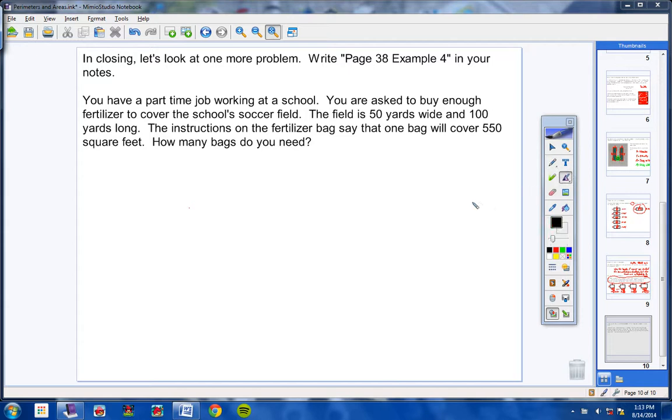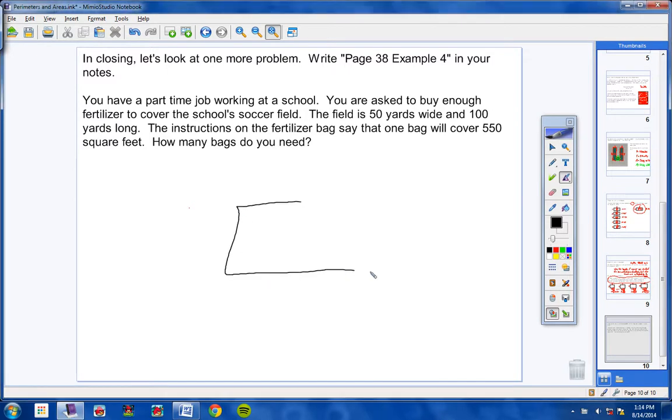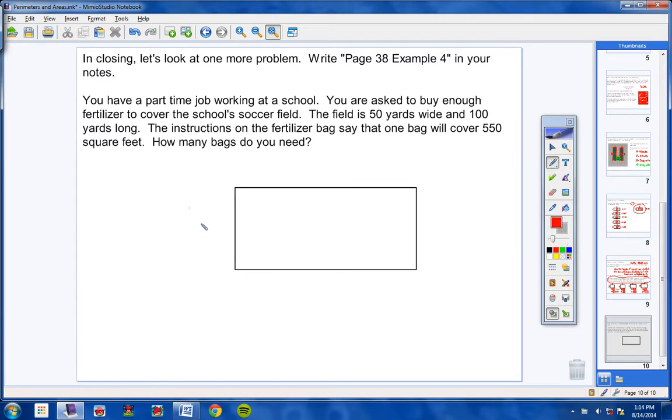Now, my suggestion to you is that you first get a picture of the soccer field. So I would draw a rectangle, and hopefully you'll draw one better than I did, and I would label that soccer field with a width of 50 yards and a length of 100 yards. That's what I would do. All right, so I've got a good picture of this.